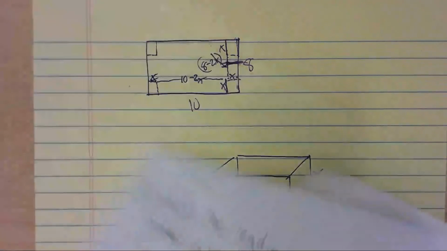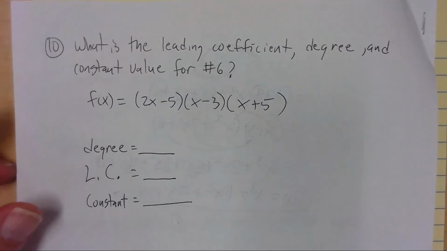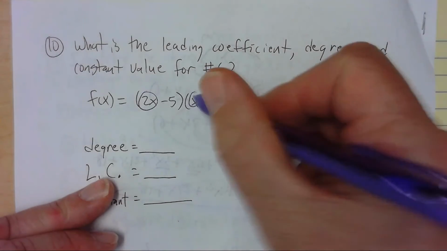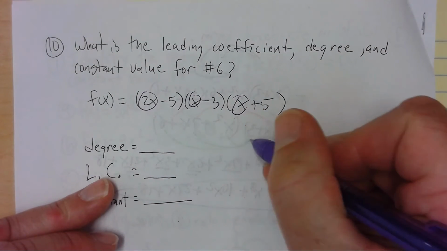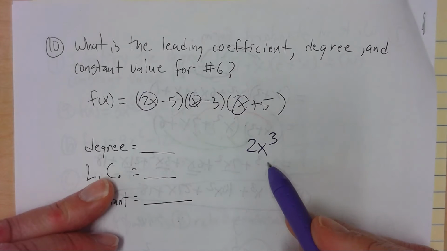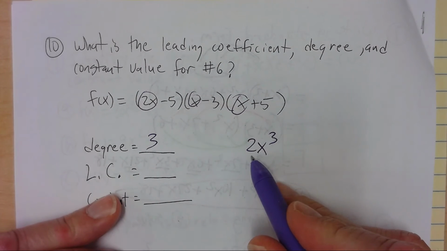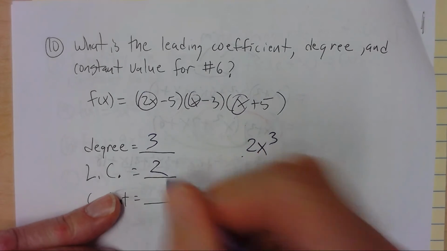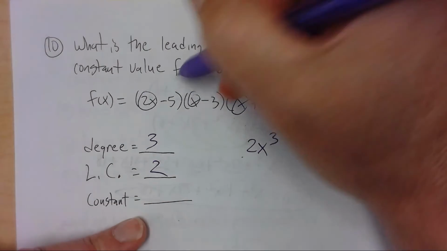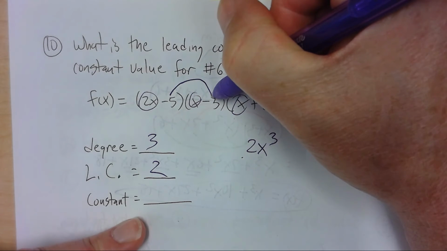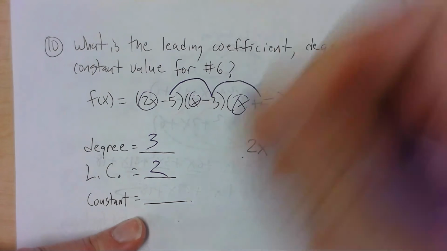So if we go to number 10 real quick, you don't have to multiply this all out. It just asks for the degree. So that would be x squared times x times x. Well, that's 2x cubed. So the highest power is going to be cubed. The coefficient that goes with the highest power is the leading coefficient. That's 2.